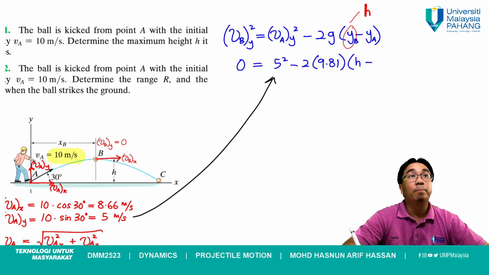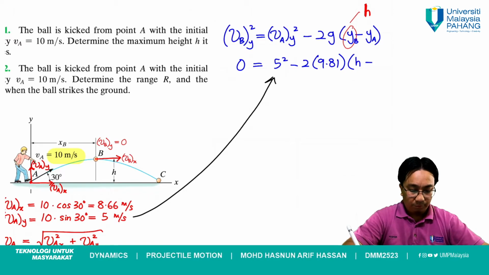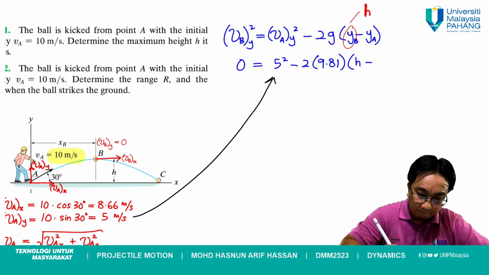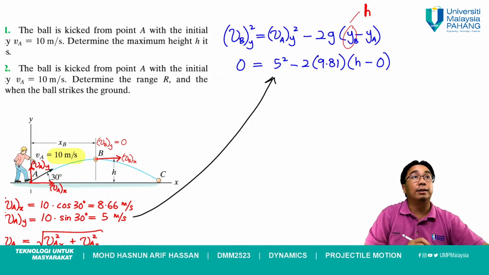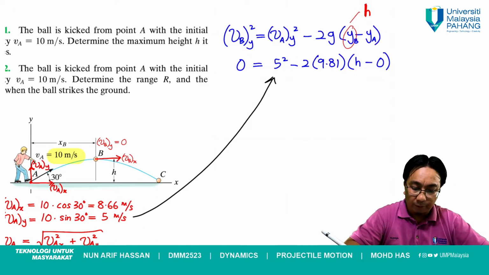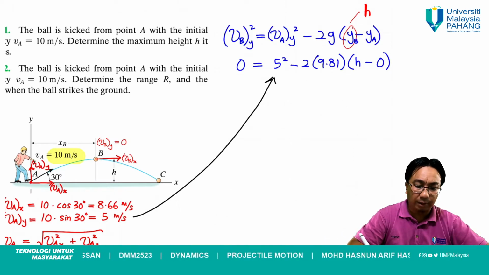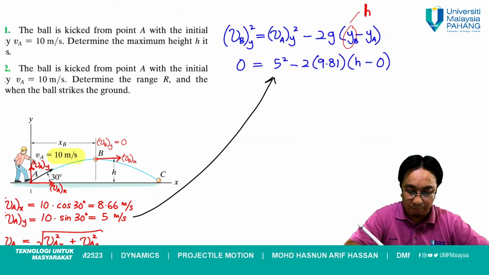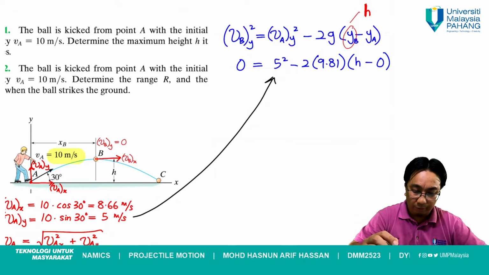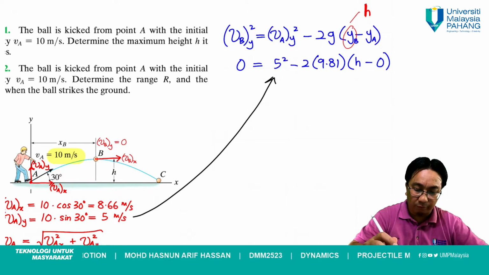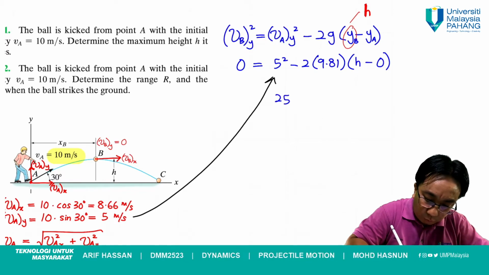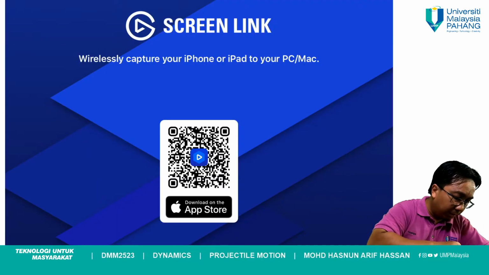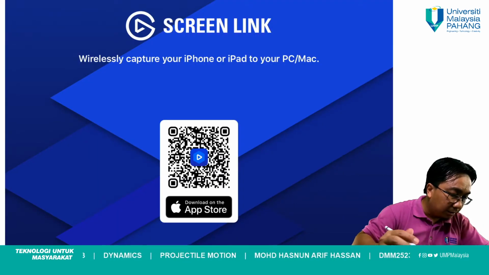Okay. So, YA ialah kosong lah. Betul tak? YA ialah kosong. Sebab pada titik yang mula-mula sekali. Titik mula-mula dia kosong lah. Okay. So, sekarang kita pun boleh kembangkan lah. So, we will have 5 square is 25. So, kita akan dapat in the end 25 is equal to 2 kali 9.81 is 19.62.